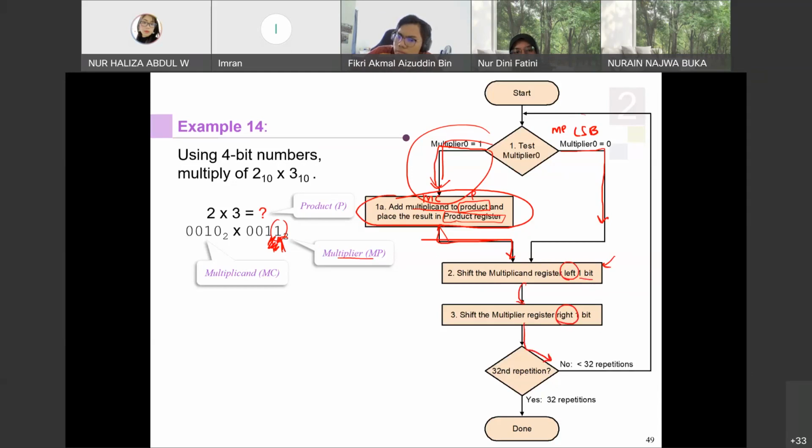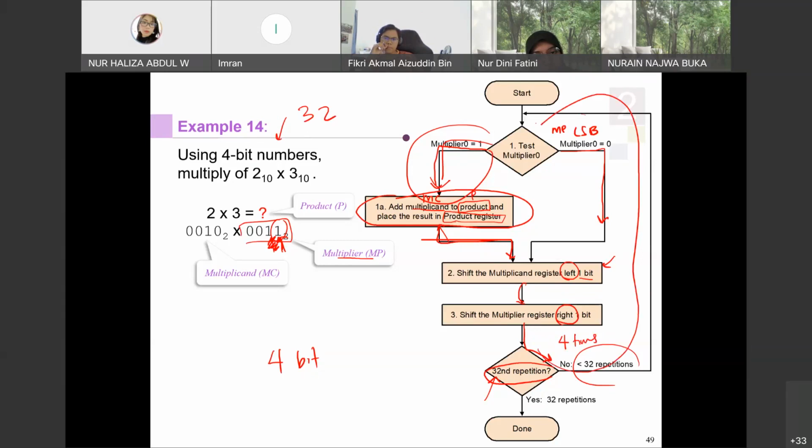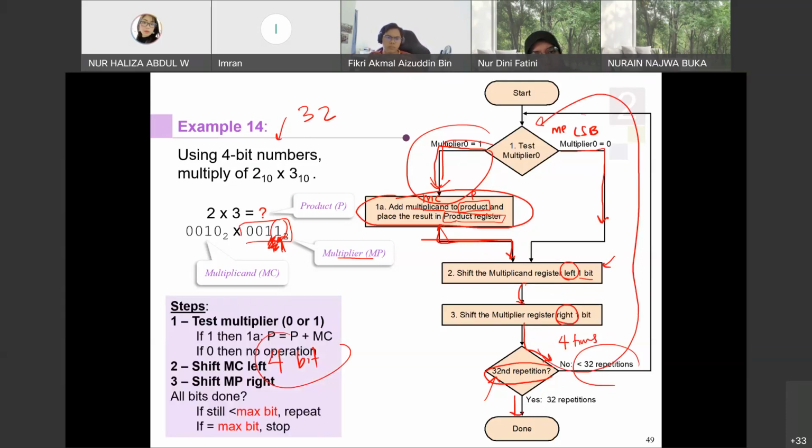You need to check. This is not until 32, okay? If your digit is 32, then you need to check whether you have already repeated 32 times or not. But our digit is only 4 bits. That's why only 4 times. If it is below 4, you repeat until you reach 4 times, then it's done. Okay, let me show the example. There is a step-by-step here, which is this one at the flowchart.